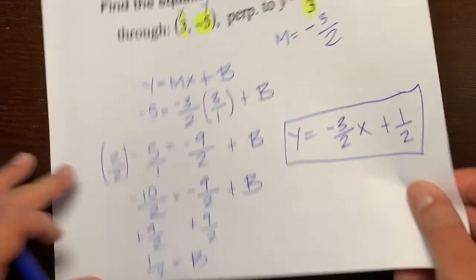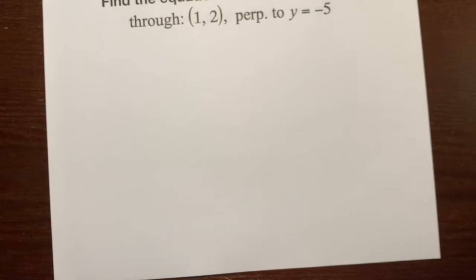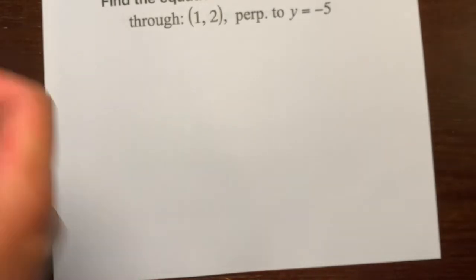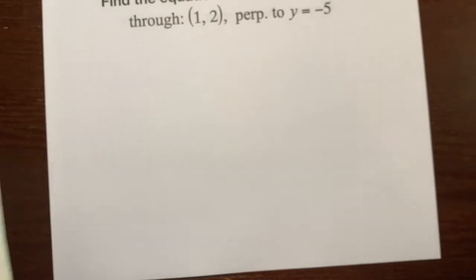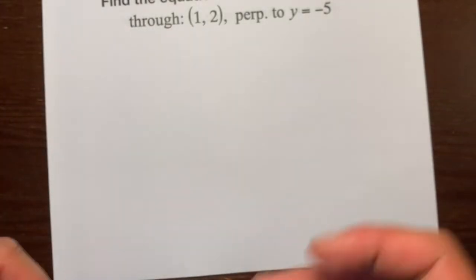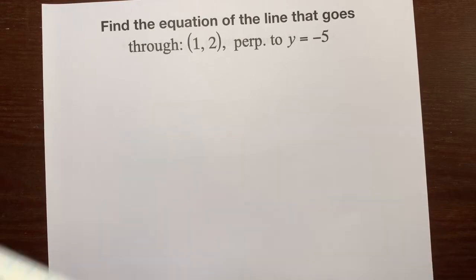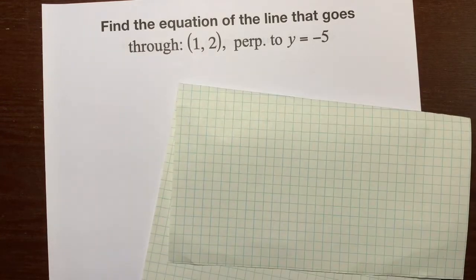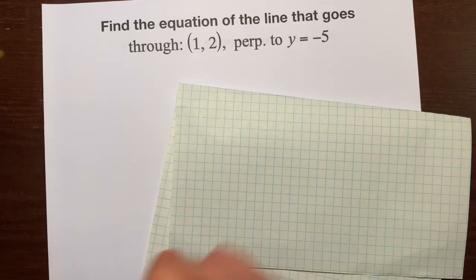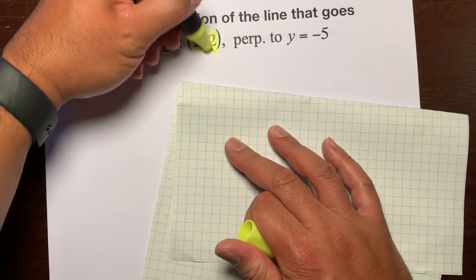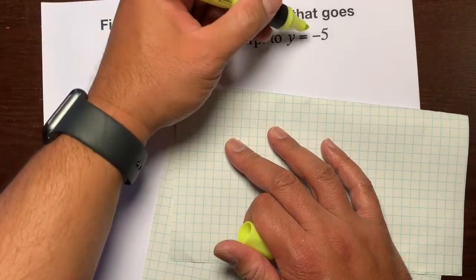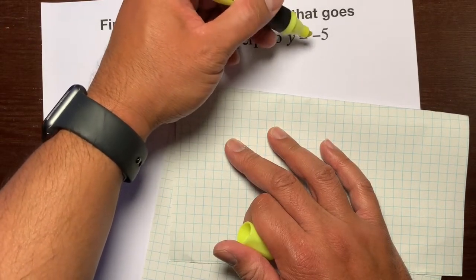Example number 3. Find the equation of the line that goes through (1, 2) and is perpendicular to y equals negative 5. Press pause and put that into your notebook. Okay, so we have this value, but we don't have a slope over here.